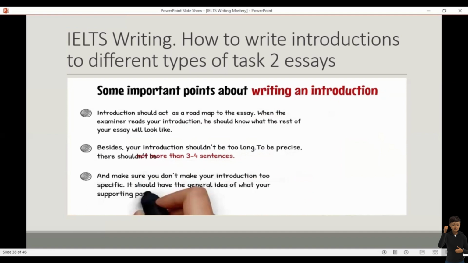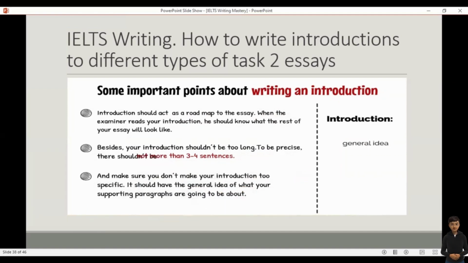And make sure you don't make your introduction too specific. It should have the general idea of what your supporting paragraphs are going to be about. So in the introduction, you don't give examples or detailed explanations to your point.